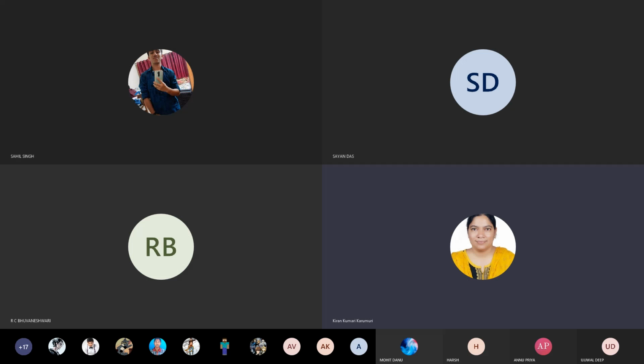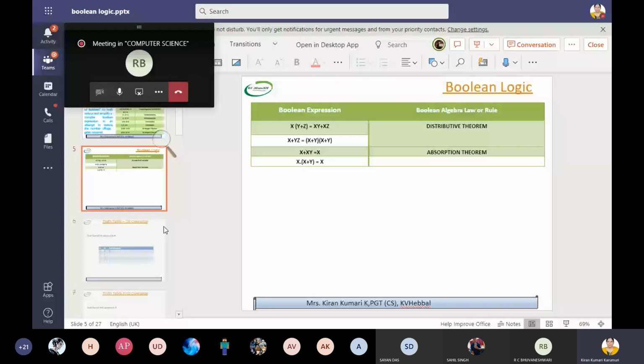Seeing some more Boolean logic theorems, that is the distributive property and the absorption theorem. Right, distributive property, just like in your maths, x into y plus z equals xy plus xz. By taking the dual of that expression, what do we get?